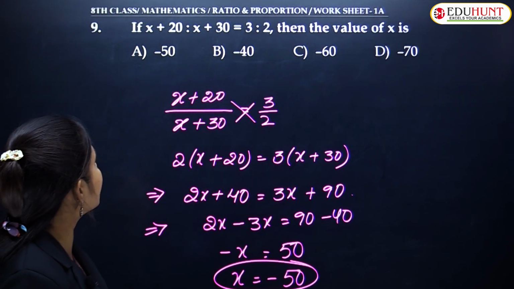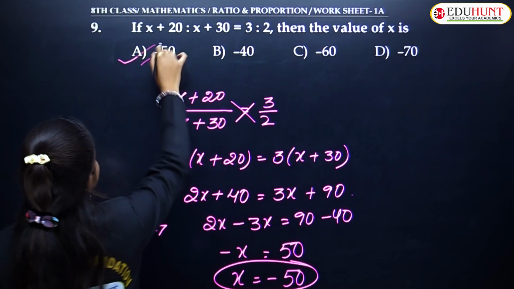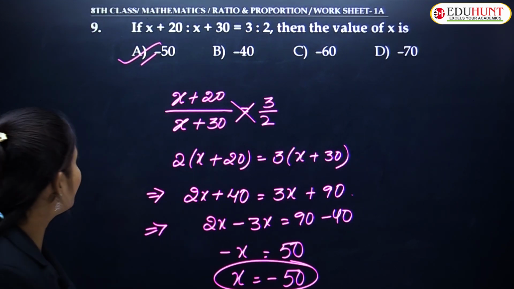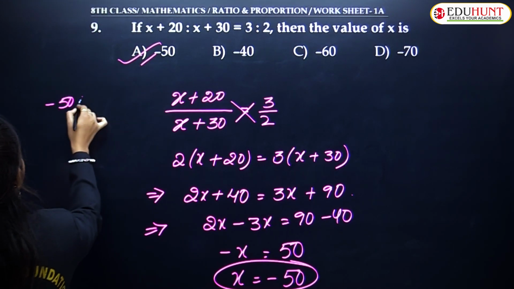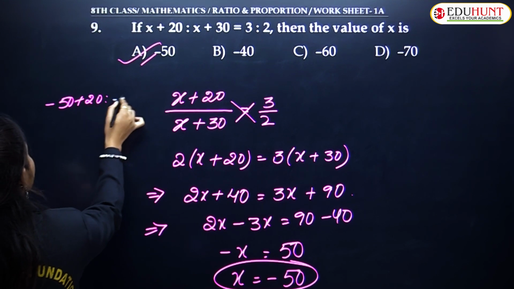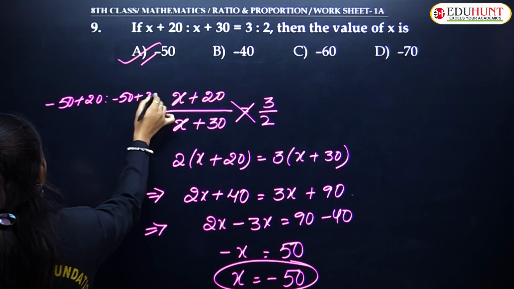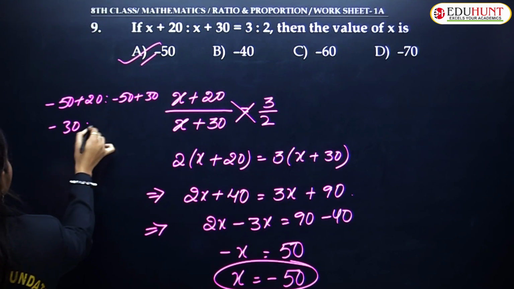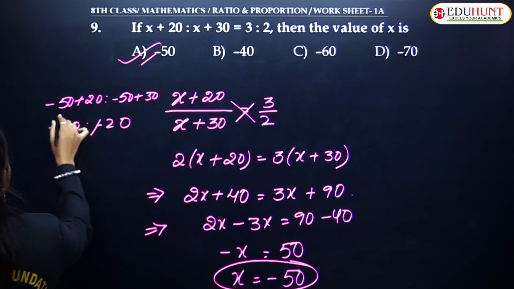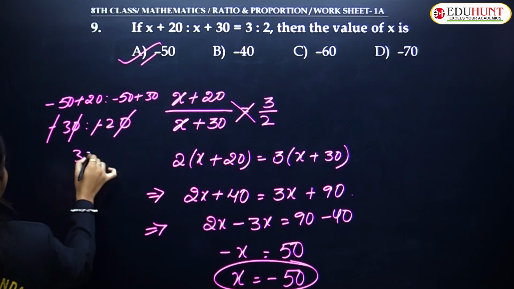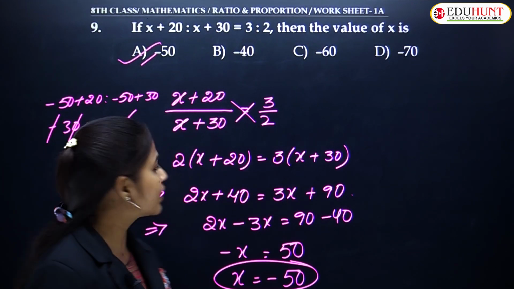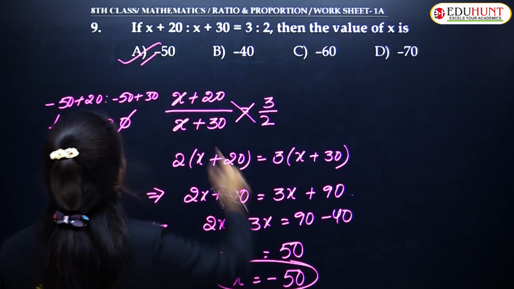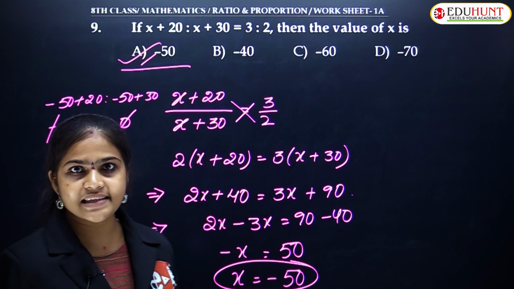So which option is satisfying here? Option A is satisfying. Children, if you have any doubt, you can go for the checking process. Minus 50 plus 20 is to minus 50 plus 30. So minus 30 is to minus 20. Minus minus gets cancelled, 0 0 gets cancelled, and you will get 3:2, that is the option. So which option is correct here? Option A is correct here.